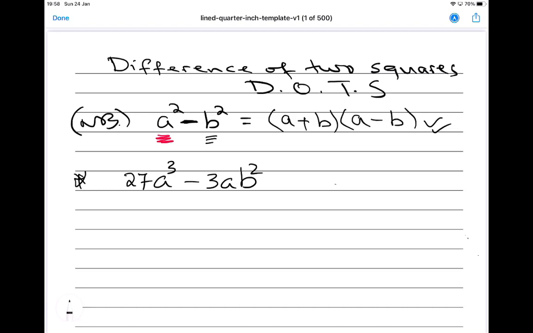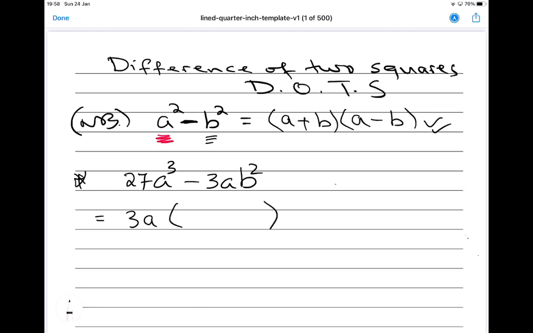But the first thing we do when we factorize is to look for highest common factors. So are there any common factors in these two terms? You will notice 3 is a common factor because there is 3 in 27 as well as in 3. So 3 is a common factor. Then we've got a cubed in the first term and we've got a in the second term. So what's common between those is a. And I think nothing else is common. There is nothing common about b. So our highest common factor is 3a.